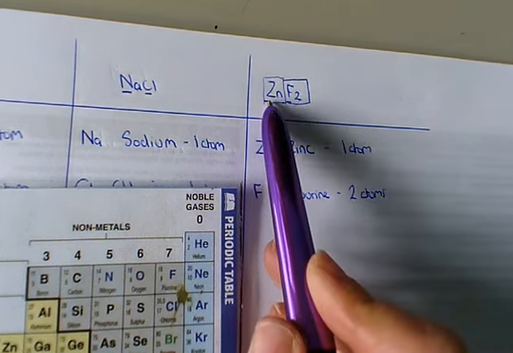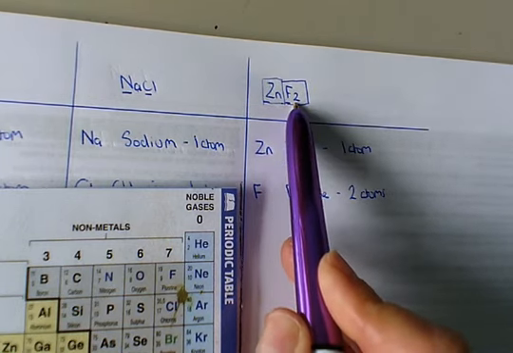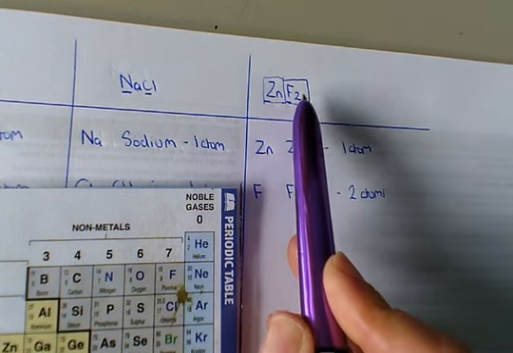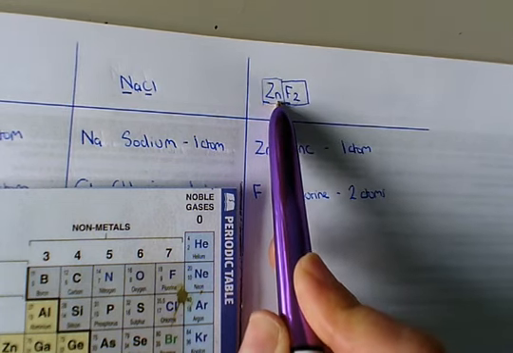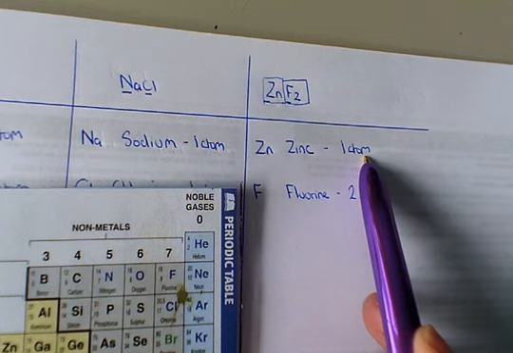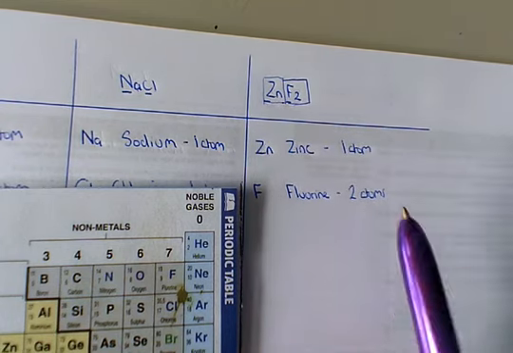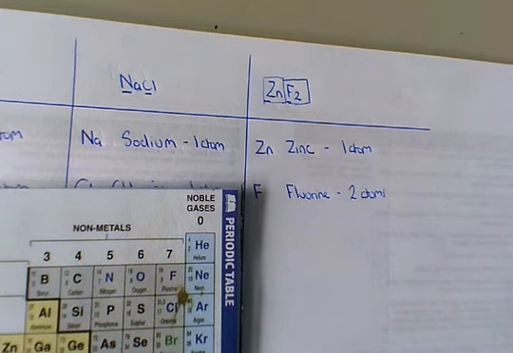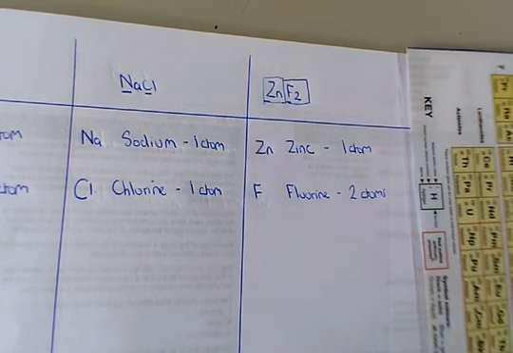So you have to be really careful about applying the small numbers. The small number only applies to the letter it is sitting directly beside. So there is nothing beside the Zn, so that means there's only one atom of it, but there is a 2 beside the F, so that there are two atoms of fluorine. Okay. Right, that is the end of this quick video. There are more tasks on the slides to follow.